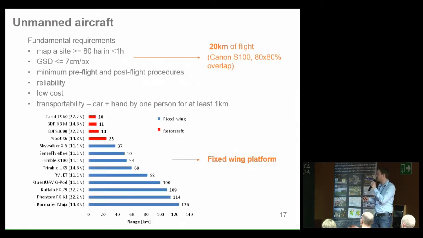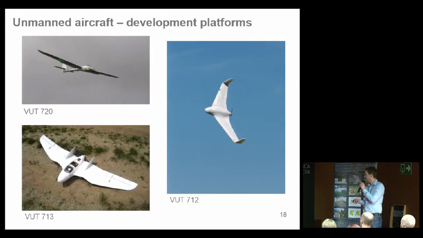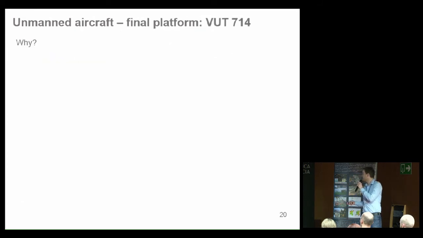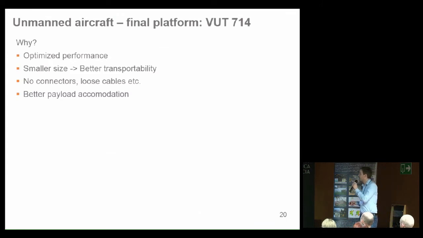From that, we see that we need a fixed wing platform. We have used quite a few platforms that we built ourselves based on commercial model airplanes. All of them were fitted with open source autopilots. And now we have developed an optimized platform. We believe it has better performance, but it's also simpler, smaller, and you don't need to assemble anything, because most of our problems were with connecting cables and stuff like that.